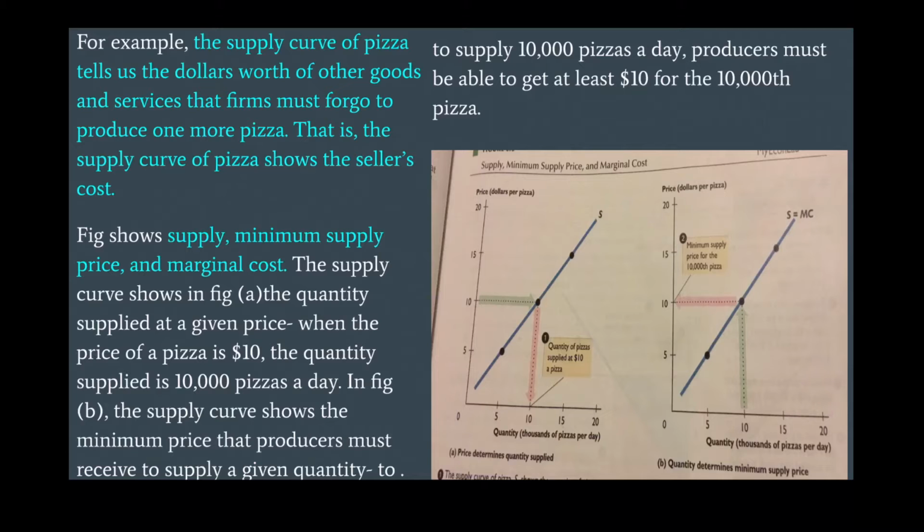The figure shows supply, minimum supply price and the marginal cost. The supply curve in figure A shows the quantity supplied at a given price. When the price of pizza is $10, the quantity supplied is 10,000 pizzas a day. In figure B, the supply curve shows the minimum price that producers must receive to supply a given quantity. To supply 10,000 pizzas a day, producers must be able to get at least $10 for the 10,000th pizza. That is the minimum supply price that the producer will accept on the 10,000th pizza.